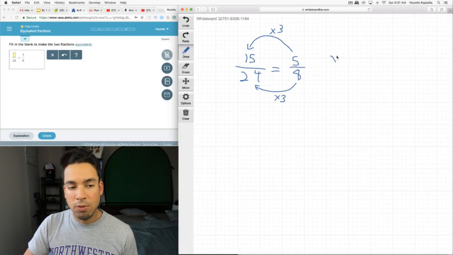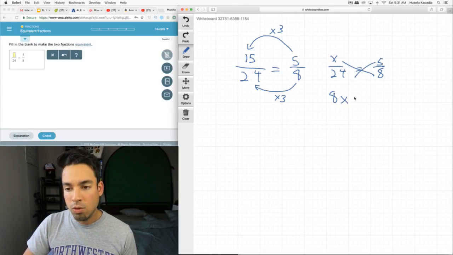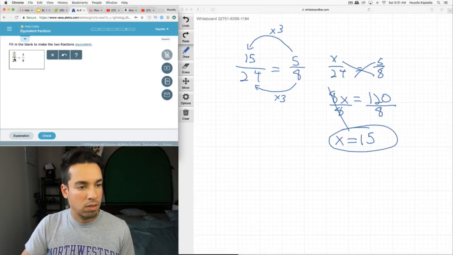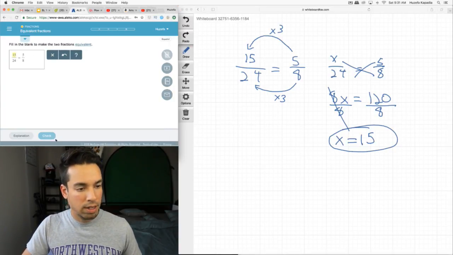And now just to show you, if you wanted to cross multiply, this is how you would use cross multiplication. We cross multiply, which becomes 8 times x equals 5 times 24, which is 120. Right? And then we want to isolate x, so we divide both sides by 8, the opposite of multiplying. And we get x equals, same thing, 15. 15, and done.